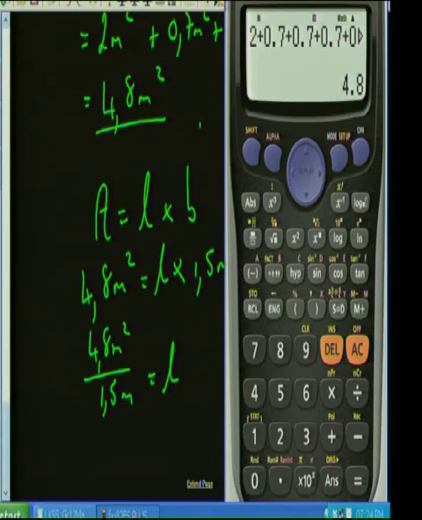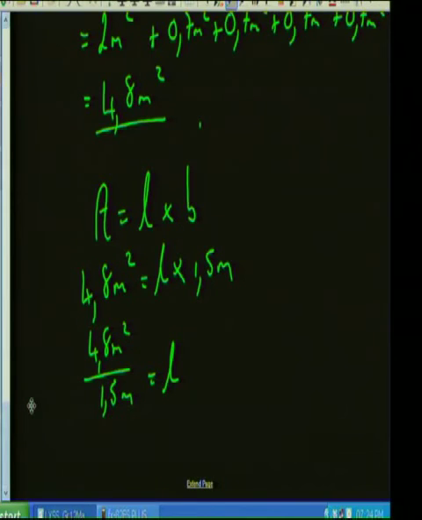So my calculator is going to do that. It's going to say 4.8 meters squared divided by 1.5 meters equals 16 over 5, which is 3,2 meters. 3 comma 2 meters. And that is my length, right? Because that's the question that was asked.